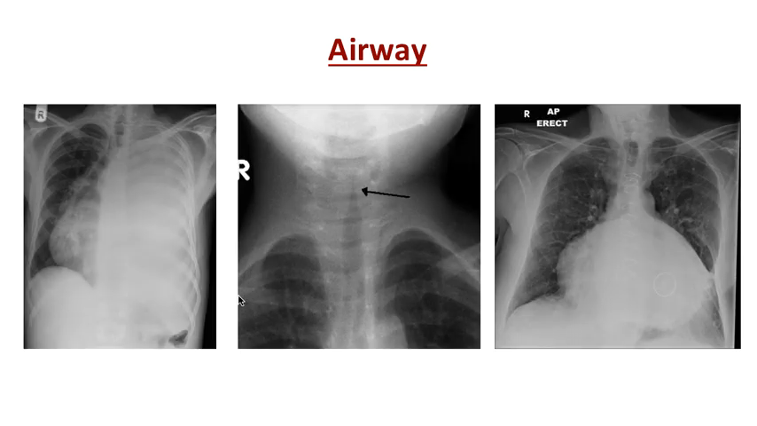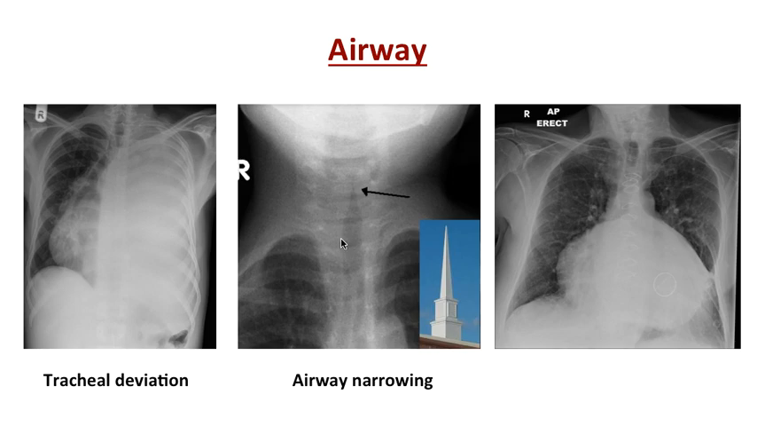In these X-rays you can see different types of airway anomalies. In the first X-ray, the trachea is there but it is shifted towards the right side, right? So something has caused tracheal deviation. What it is, we will see further in our next slides. In the second X-ray, there is a narrowing of the airway, right? The airway appears to be narrow, which can happen in the case of acute laryngotracheobronchitis. This sign is also called the steeple sign because it gives an appearance of a steeple of a church, right?